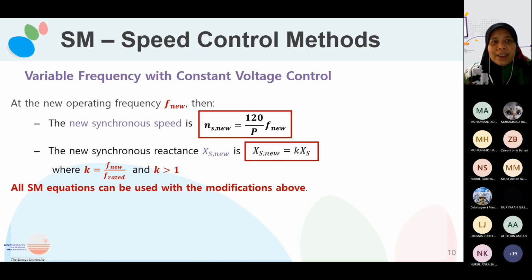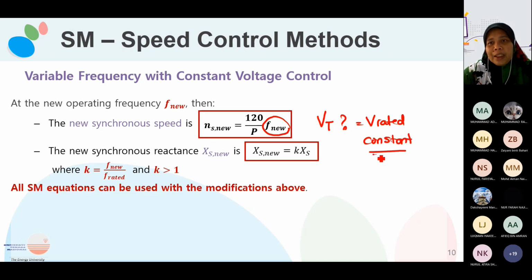Okay. So, these are the formulas when you apply the variable frequency with constant voltage control. The first one is the new synchronous speed based on the new frequency. And the second one is the new reactance, Xs new equal to K Xs, yang rated ataupun yang old punya. What about the voltage? Macam mana voltage? Vt rated. Vt will equal to Vt rated. Dia constant ya. Constant Vt. Please jangan confuse ya. So, to calculate your K is equal to F new over F rated. And for this method, K is greater than 1 because frequency new now is higher. Okay, F new now is higher than F rated. Okay, boleh?